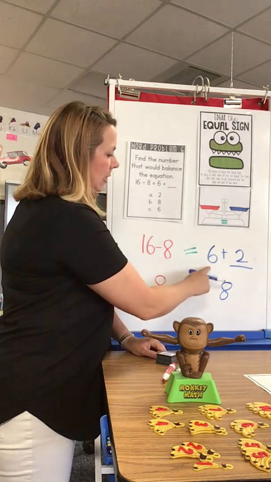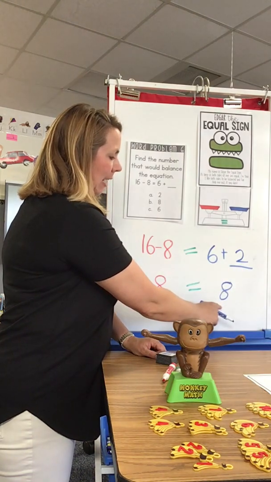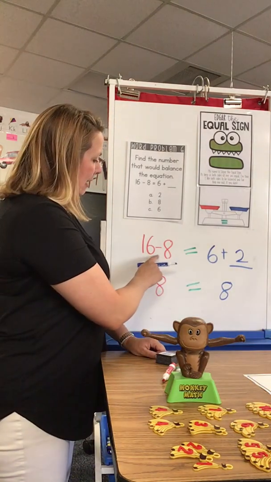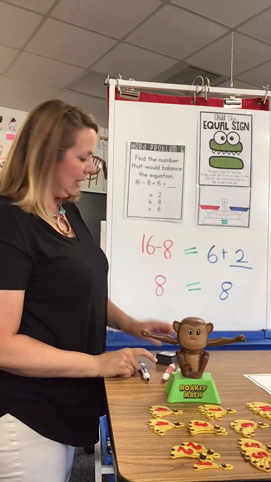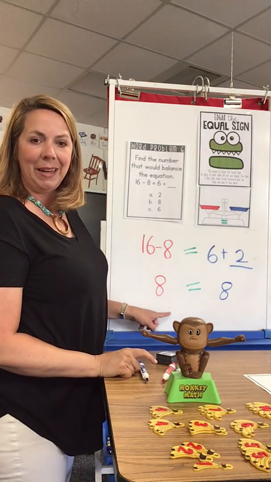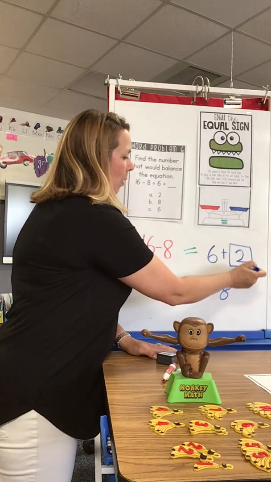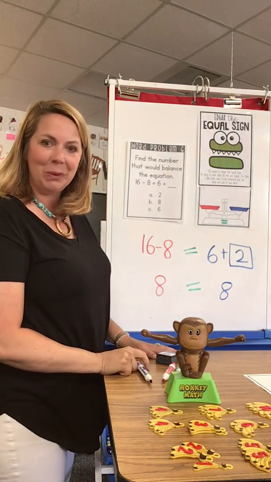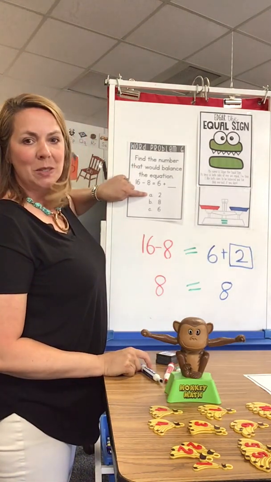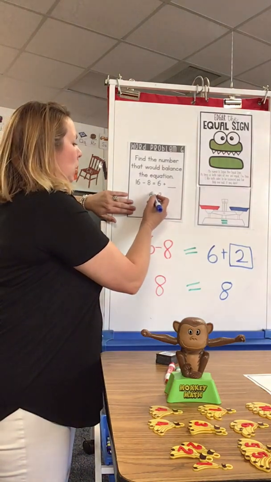Double check my work. 6 plus 2 is the same as 8. 16 minus 8 is 8. Is Edgar the equal sign happy? He sure is. That means my missing number was 2. The answer choice would be A, 2.